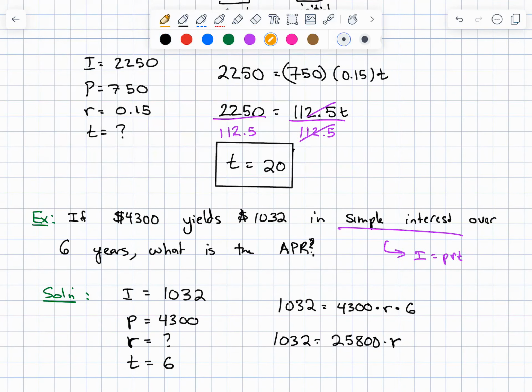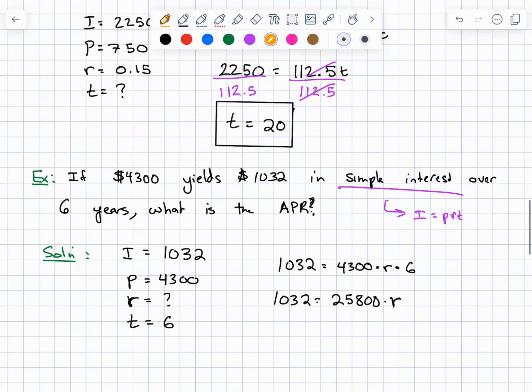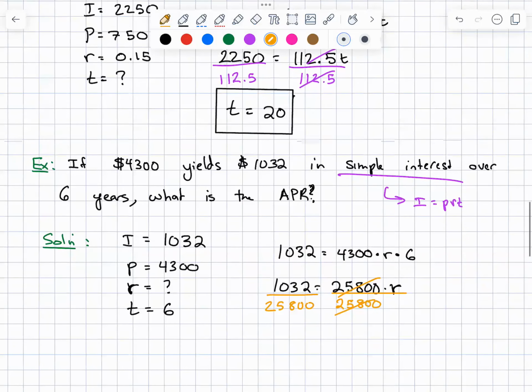Yes, it's a big number, but big numbers are just like you and me. They're fine. They're not scary. They're just bigger numbers. Divide both sides by 25,800. Yes, so 10... really, it's 0.04. It's exactly that. That's amazing.